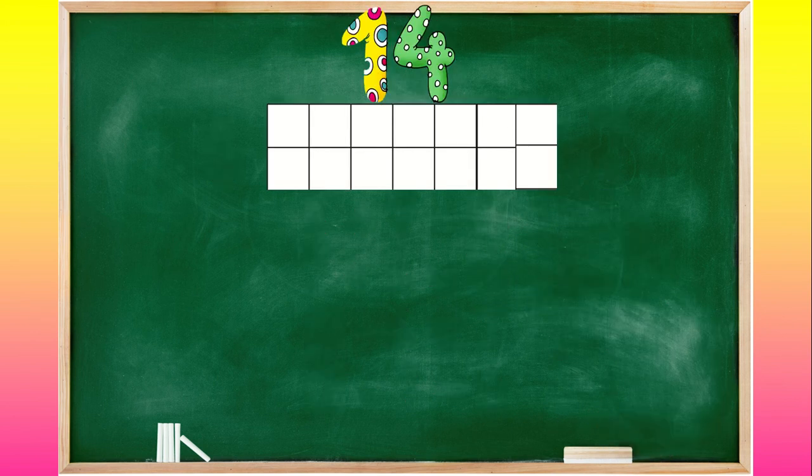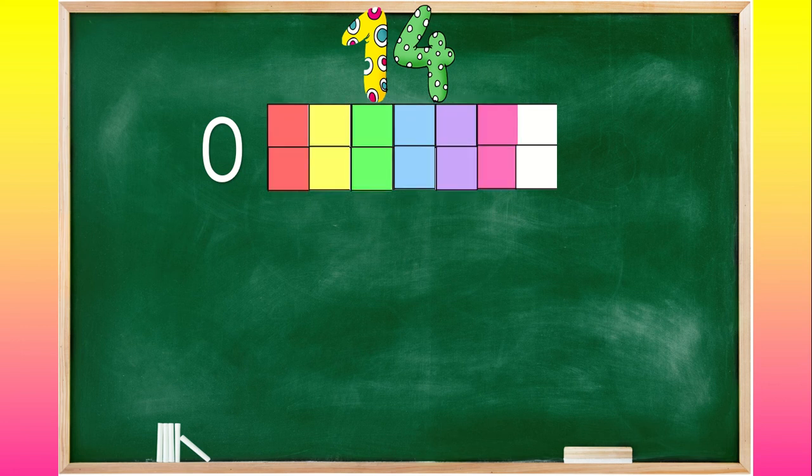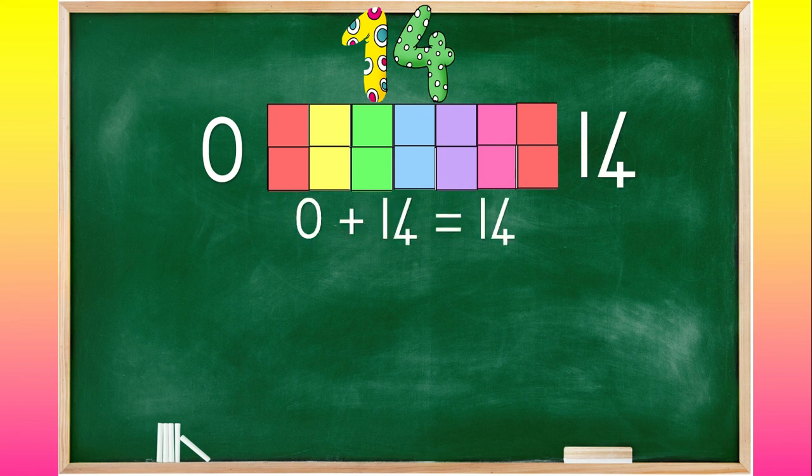Now we are going to take a look at the number 14. If I have 0 color blocks, how many blocks do I need to add to get to 14? 1, 2, 3, 4, 5, 6, 7, 8, 9, 10, 11, 12, 13, 14. So 0 and 14 are friends. 0 plus 14 equals 14.